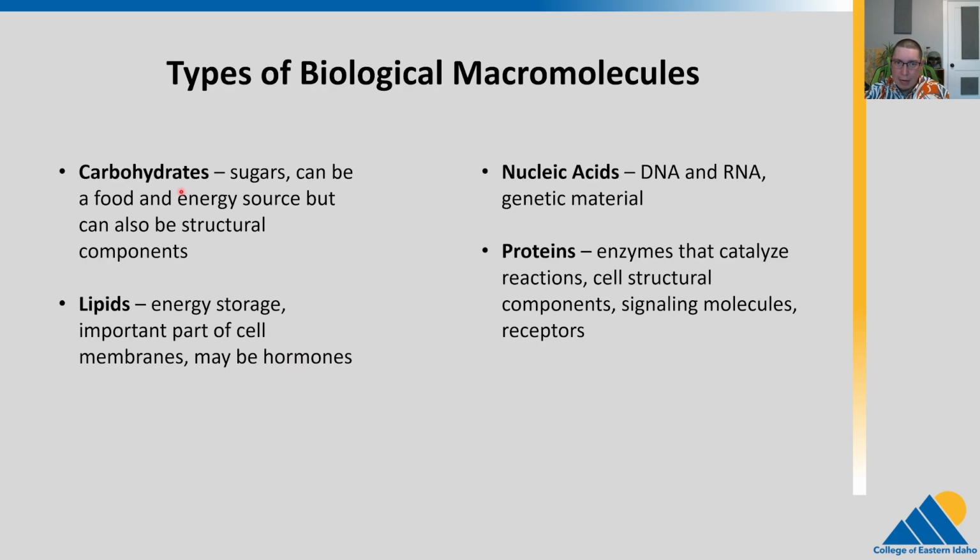Okay, so that's the basics here of how macromolecules are built. We'll talk now about the four types, and then we'll define the reaction that goes into building these things. All right, so you have your carbohydrates first. These are sugars. They can be used as food sources and energy sources, but there are also some carbohydrates that are structural components of cells. Let's think about plants.